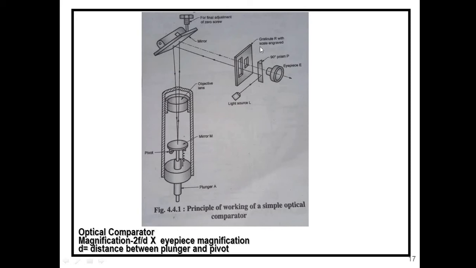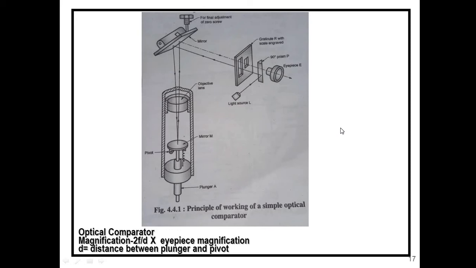So here one graticule is shown, and on this graticule a scale is engraved with illumination. So provision of light is there, that's why we can take the readings in any type of light conditions. Even though the surrounding ambient light is very poor, in that case also the optical comparator can work. And the accuracy of these optical comparators is 0.0001 mm, or you can say it is up to 1 micron.